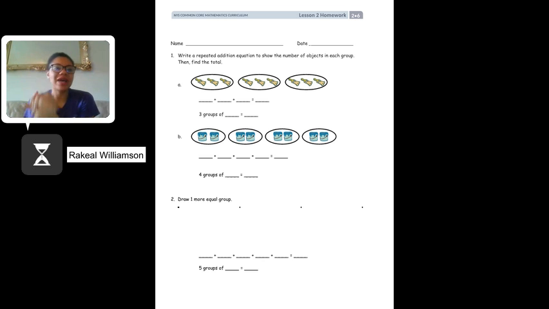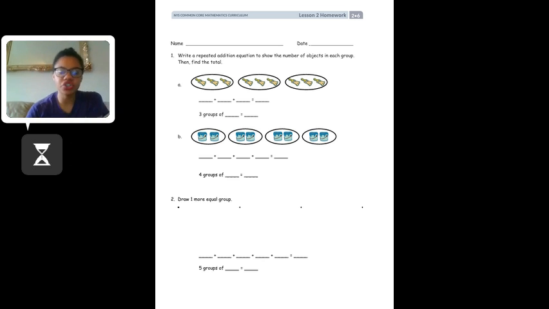Okay, boys and girls, now it's time to work on our homework. Number 1 says, write a repeated addition equation to show the number of objects in each group, then find the total. So the first thing we're going to do is write a repeated addition equation to show how many objects are in each circle, in each group. And then we're going to find the total amount in each one.